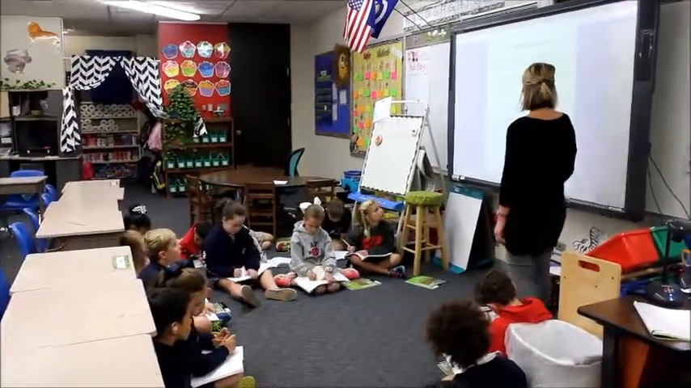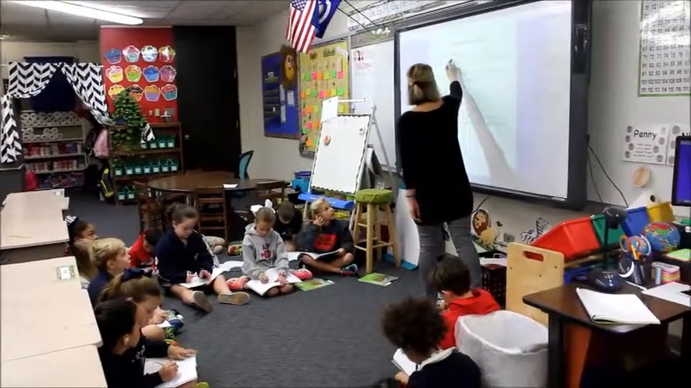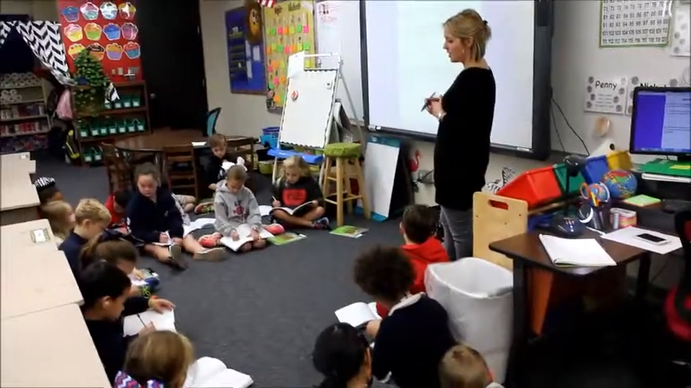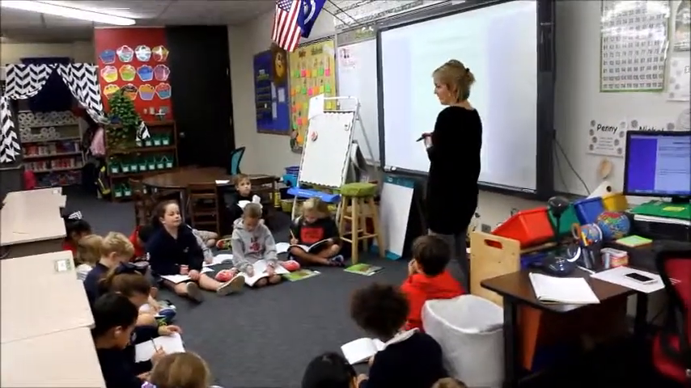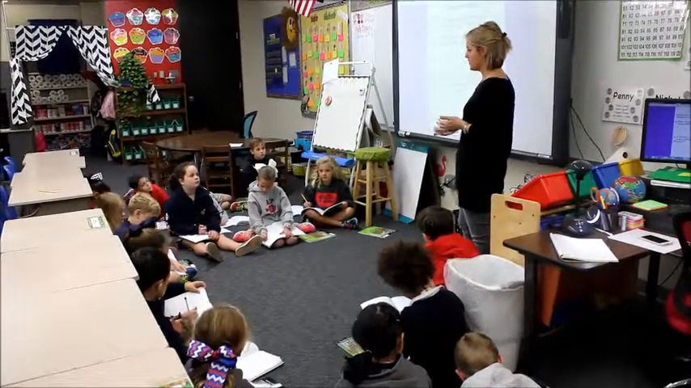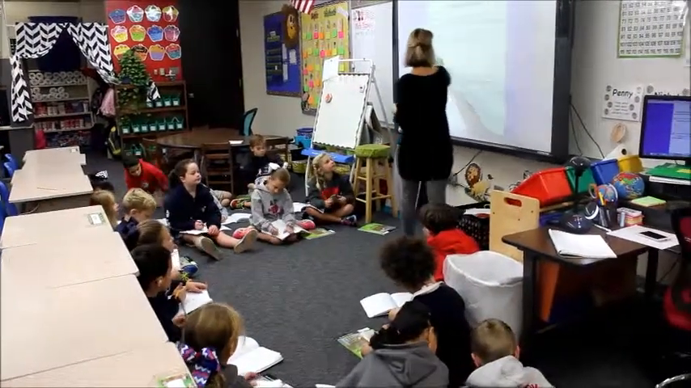Okay, let's see how we did. We put 19 stamps and 32 stamps. Let's try this one with our arrow way. Let's practice that way, okay? So what's our bigger number, 19 or 32? 32. All right, so let's start with 32.